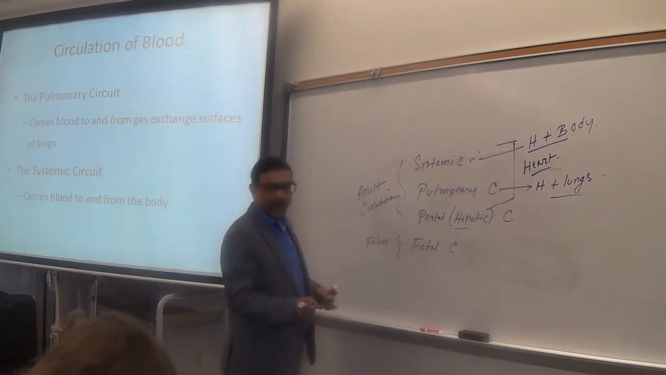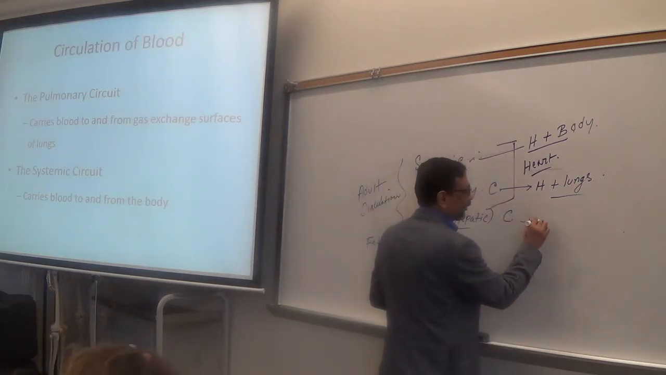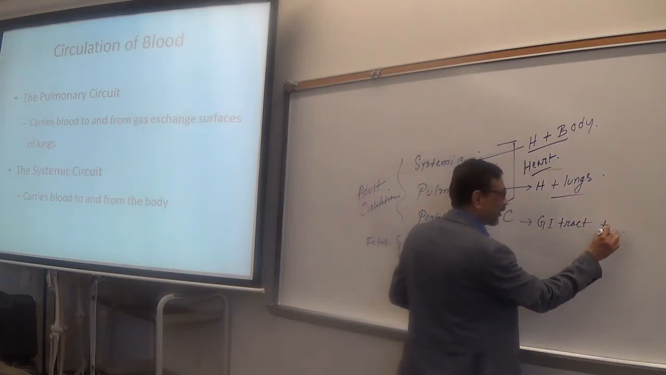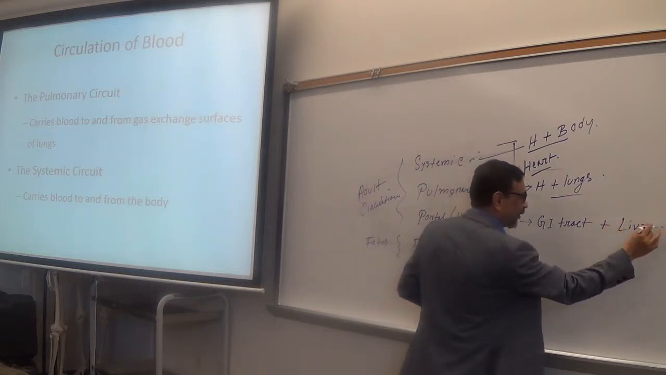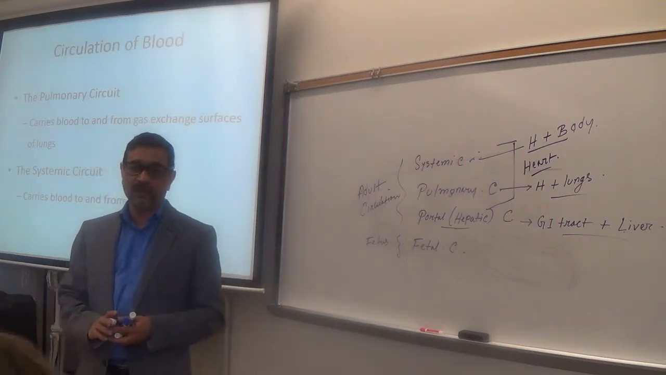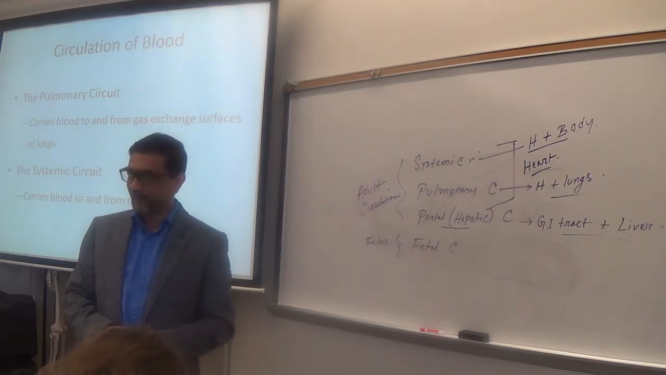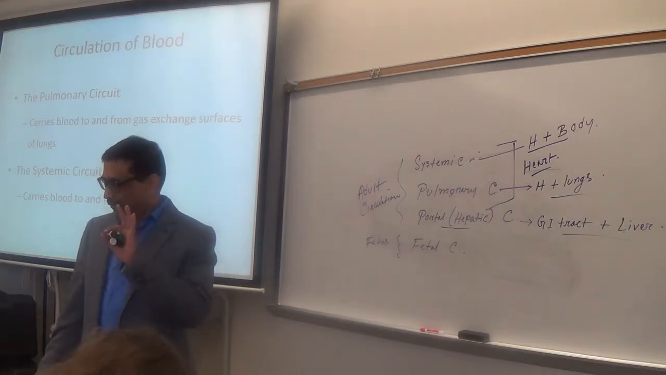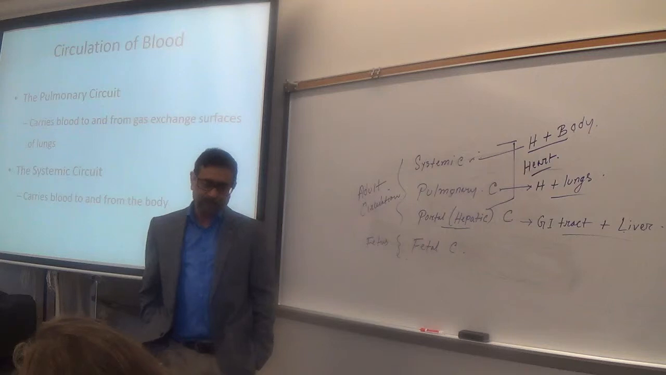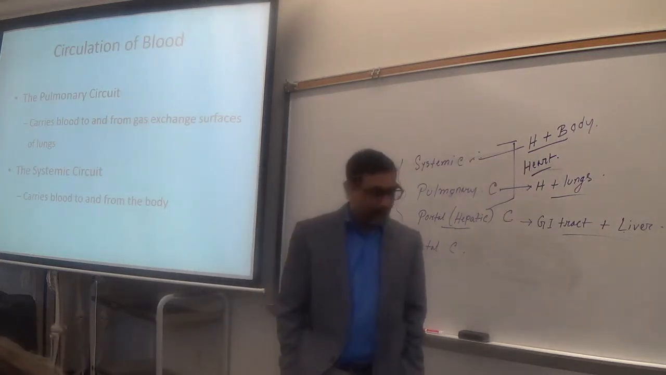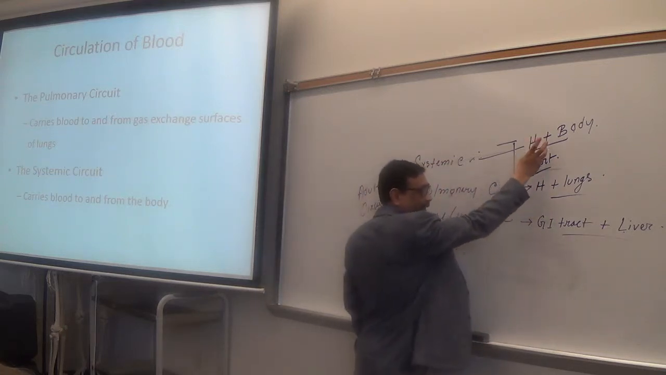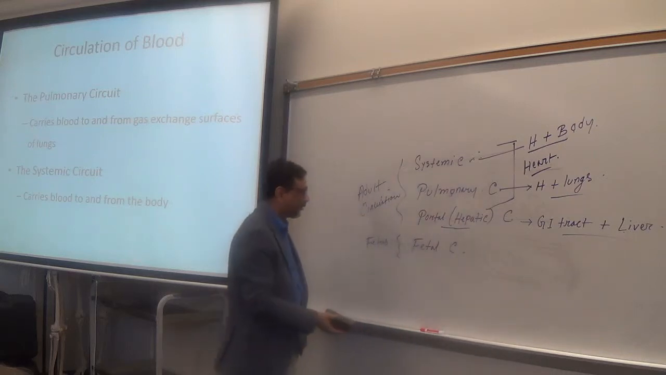Hepatic portal is between the GI tract, the gastrointestinal tract, and the liver. That is called portal circulation or hepatic portal circulation. Is it clear? And in a fetus, the circulation between mother and fetus is fetal circulation. Now, first we'll talk about systemic and pulmonary because those are directly attached to the heart.